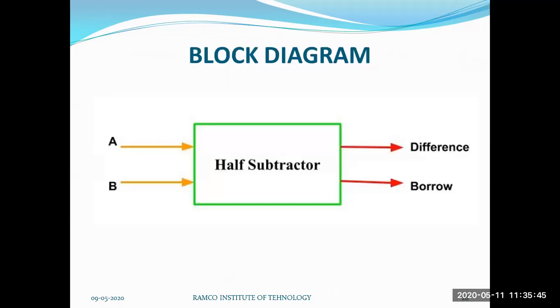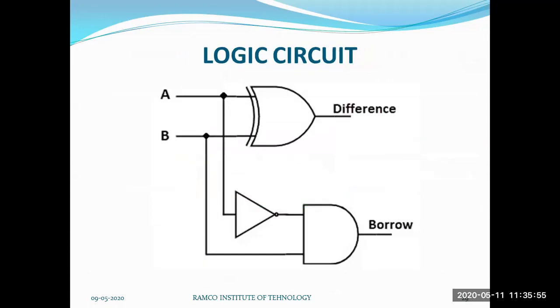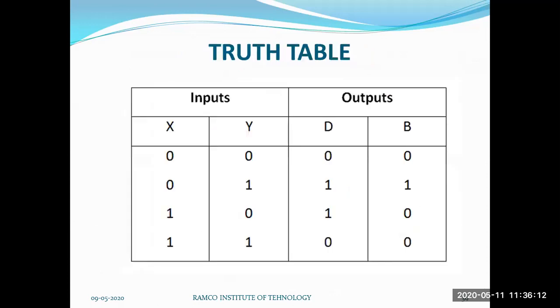So this is the block diagram of a half subtractor. You have two inputs A and B, and you have two outputs, difference and borrow. So this is the logic circuit. Your half subtractor can be constructed with the help of an XOR gate, a NOT gate and an AND gate. So your inputs are A and B and your outputs are difference and borrow. So this is the truth table. Your inputs are X and Y and outputs are D and B.